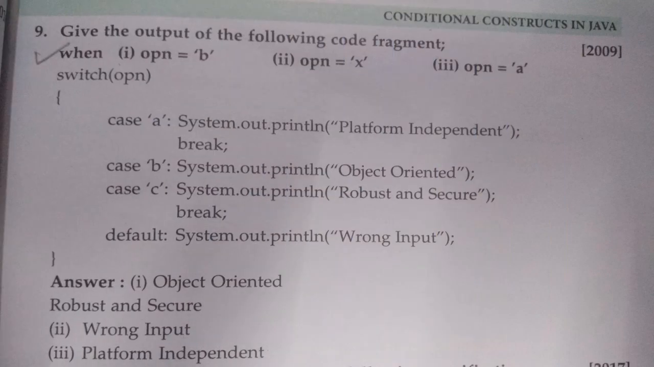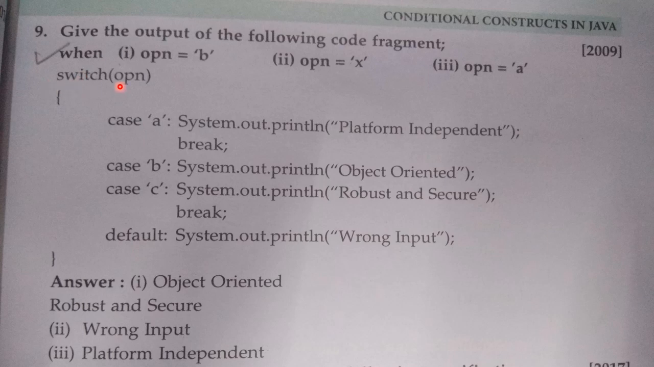Next question, give the output of the following code fragment. What will be the output if the OPN variable stores the character B? Second question, if the OPN variable stores the value X, and third, if it stores the value A. Which type of value is this? Char type. These all store only the character type of value in the OPN variable.